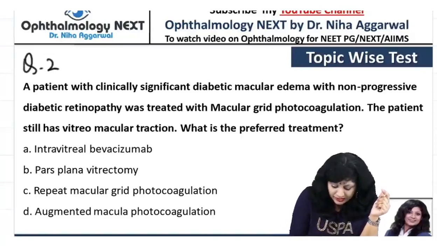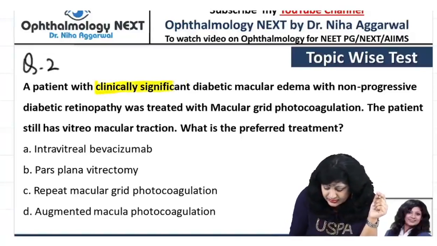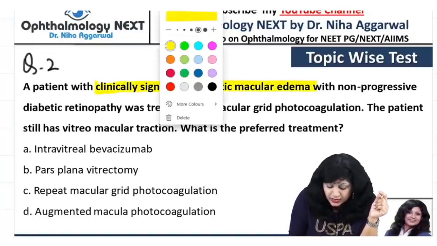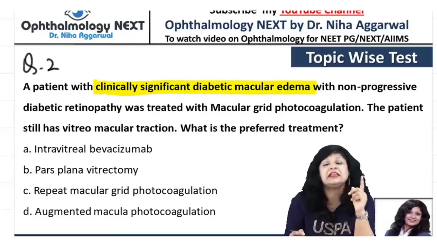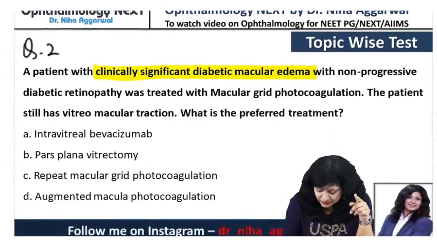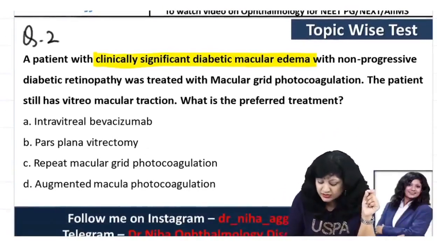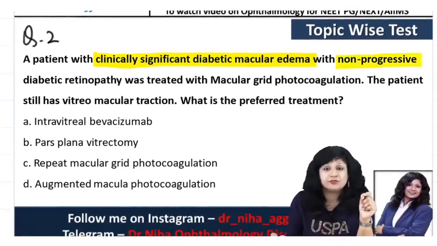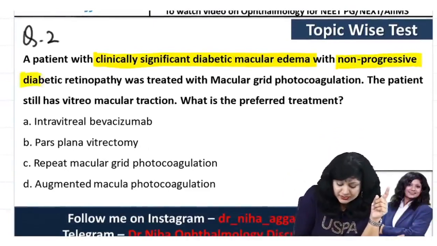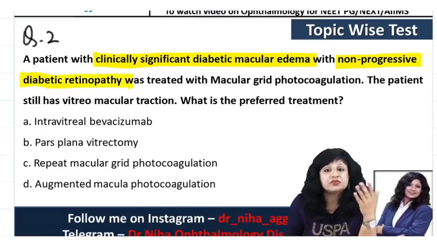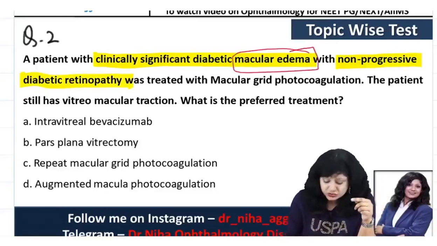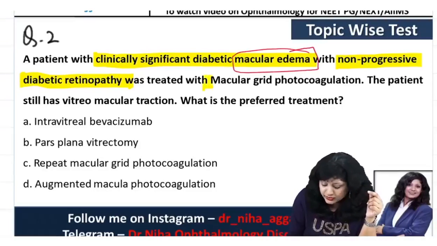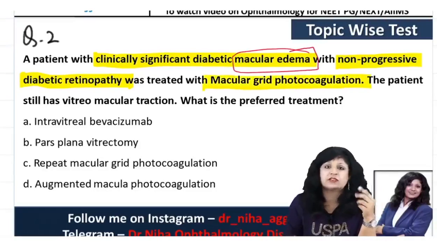Now here we have a patient with clinically significant macular edema. So they are already telling you the diagnosis, that this patient has clinically significant macular edema, diabetic macular edema with non-progressive diabetic retinopathy, and this was treated. Because this patient had macular edema, maculopathy was there, so it was treated with the macular grid photocoagulation. That is all right.